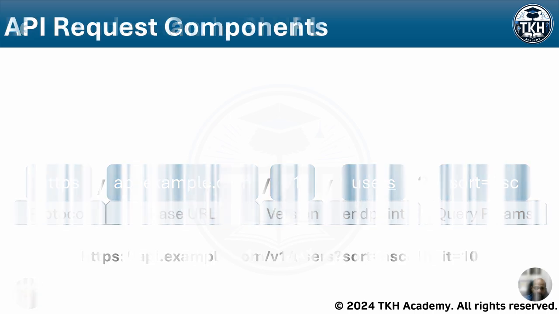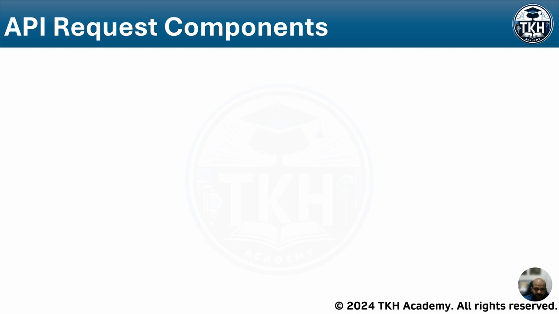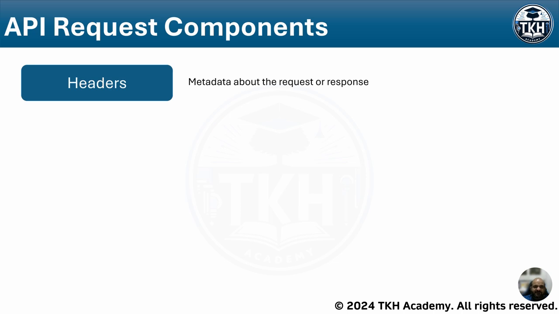Gone through API URLs. Now let's understand what the different components of an API request are. The first one is headers. Whenever you are making an API request, you need to send some metadata. What is this request all about, right? It can contain what kind of data you are sending, the authorization information, and other information like that.